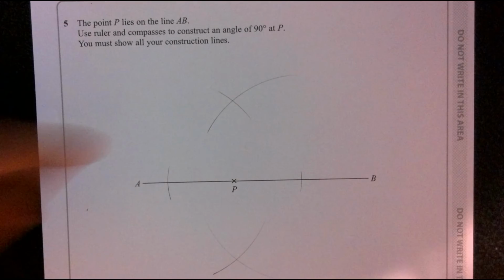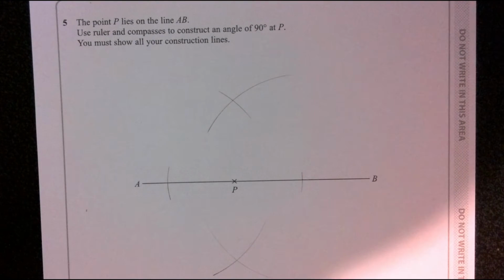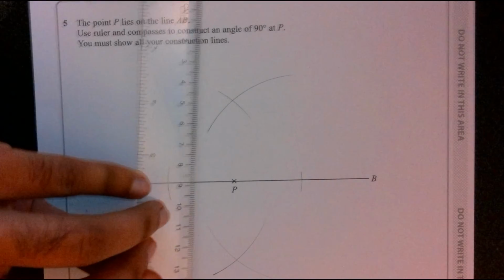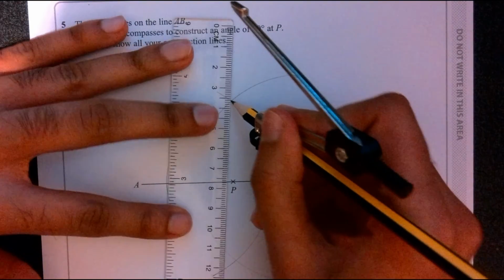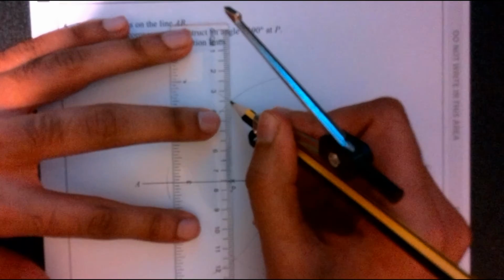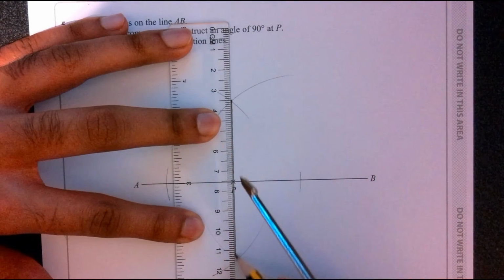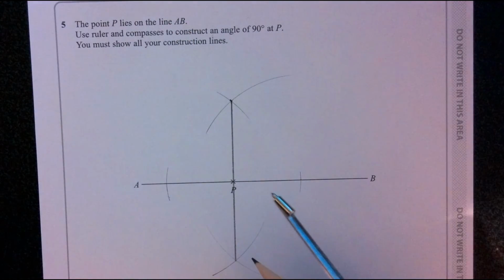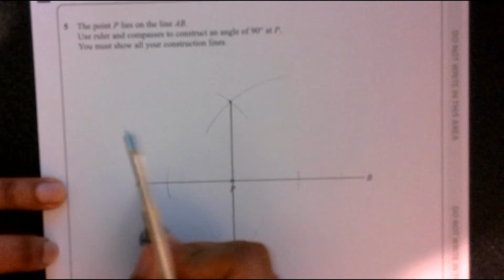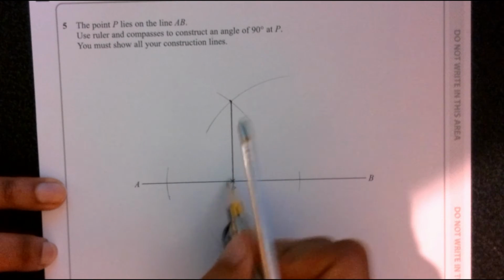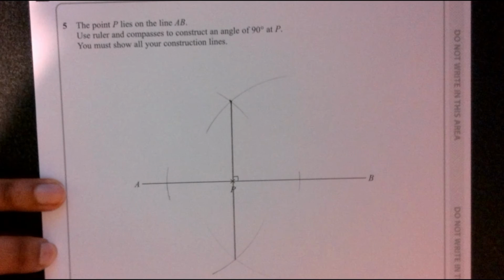Now we need to connect this point with this point. We can do this using a ruler. So, joining, what we can see is we have a line which is at 90 degrees to the line AB, crossing the point P as required.